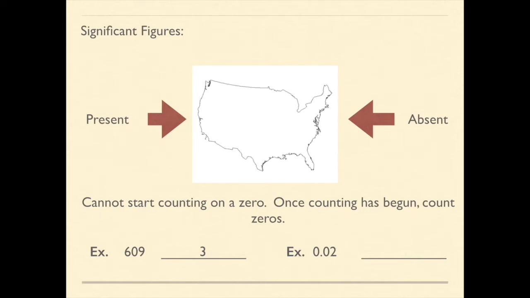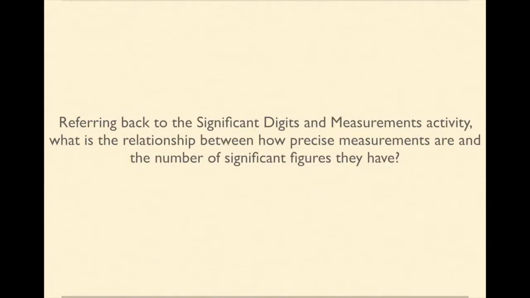For the next example, 0.02, because there is a decimal place, I'm going to be counting from left to right. So I look at that first 0, and I know that I cannot start counting on a 0, so I'm not going to count that 0. I'm not going to count the 0 in the tenths place, but I can count that 2, and so I have one significant figure.